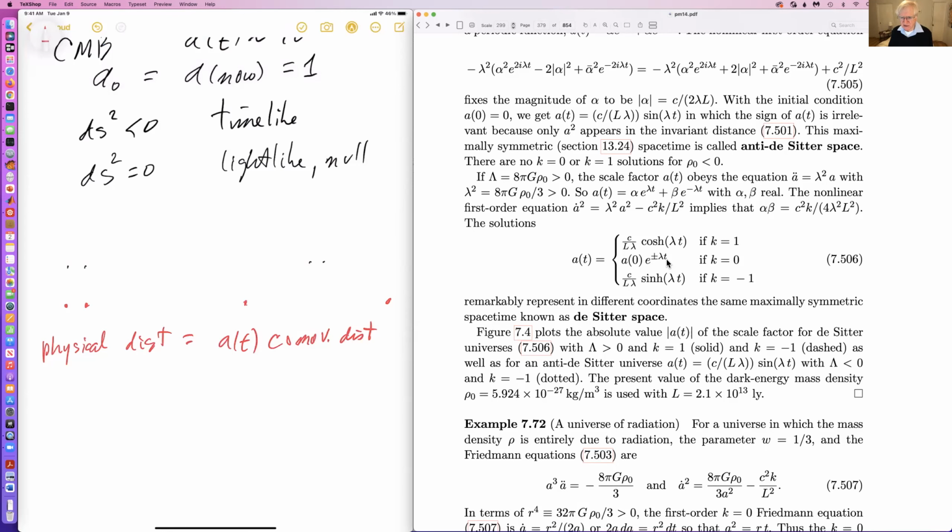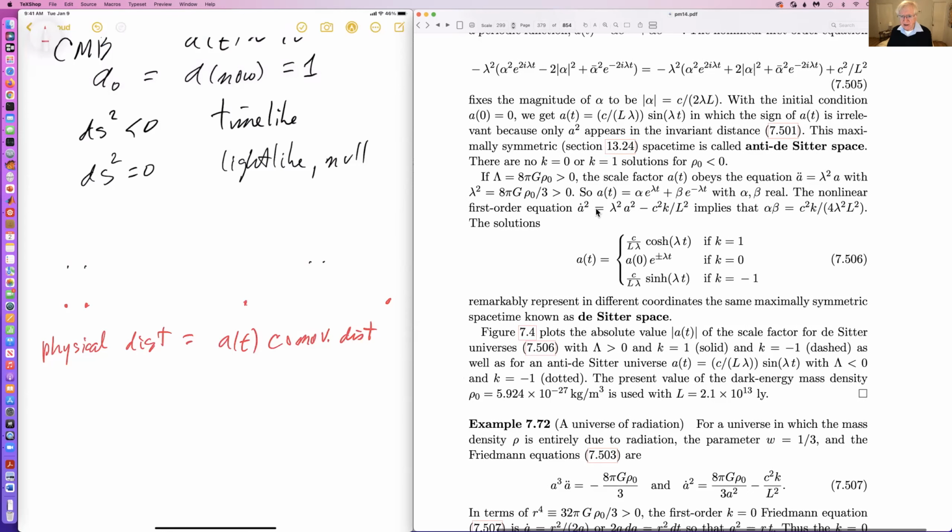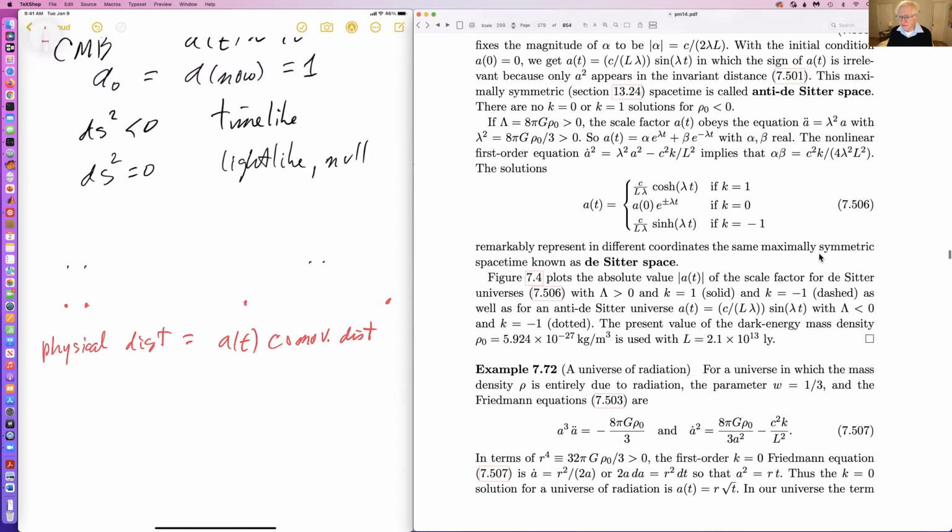Let's see, k is 0, and so this becomes a linear equation, so this can be a linear combination here. So maybe I should say something about that k equals 0 case. And these represent the same maximally symmetric space-time known as de Sitter space.